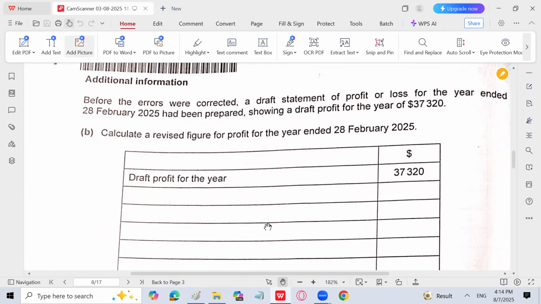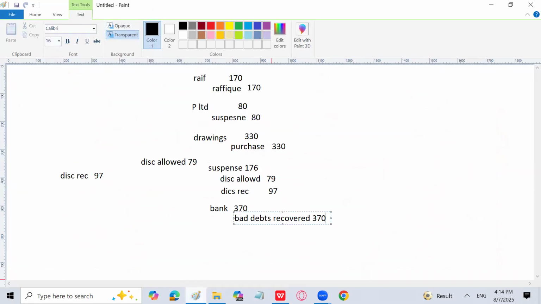I'm going to tell you, some of the teachers used to ask us to go for 2 entries for bad debts recovered. No, this is not compulsory. You can go for only 1 entry.